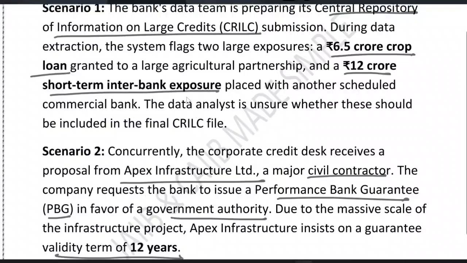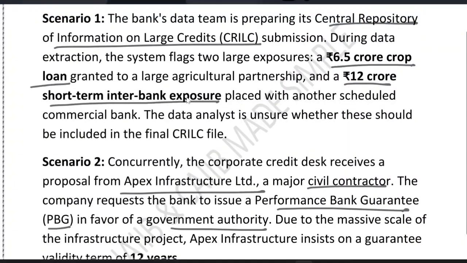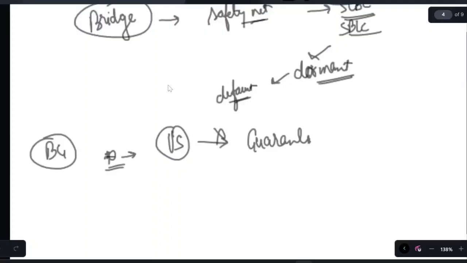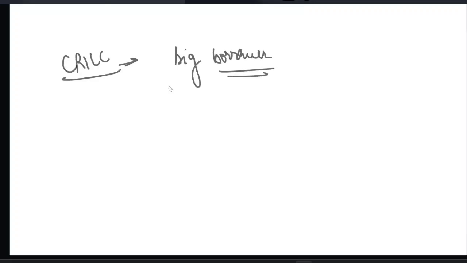Have a look at the scenario. So how do you go about solving this problem? You can imagine this CRILC as a giant secret WhatsApp group where all the banks in India warn each other about the big borrowers. Suppose a company takes a huge loan from you, you have to announce it in the group so that other banks know the company's total debt, right? Suppose there is a firm and they have taken a big loan from you.